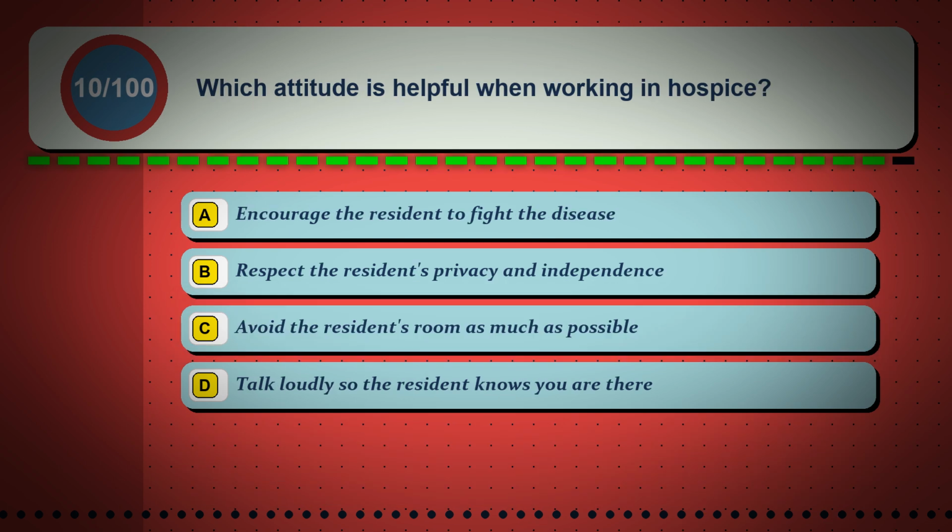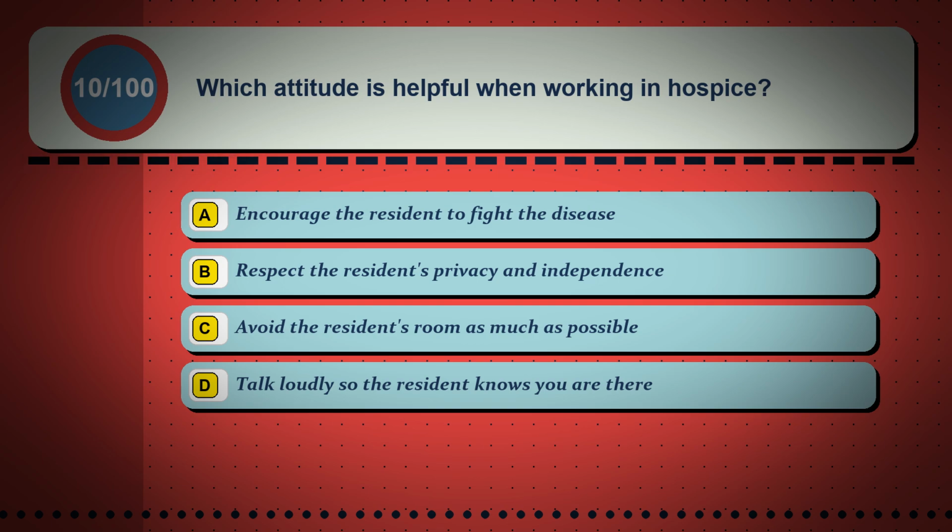Question 10. Which attitude is helpful when working in hospice? Option A, encourage the resident to fight the disease. Option B, respect the resident's privacy and independence. Option C, avoid the resident's room as much as possible. Option D, talk loudly so the resident knows you are there.